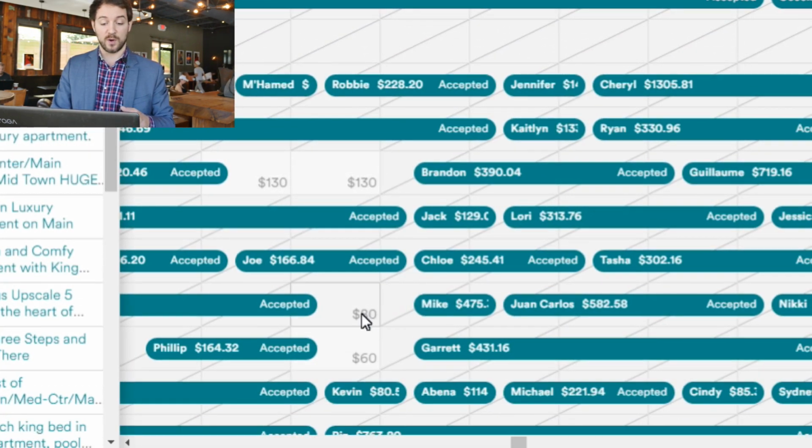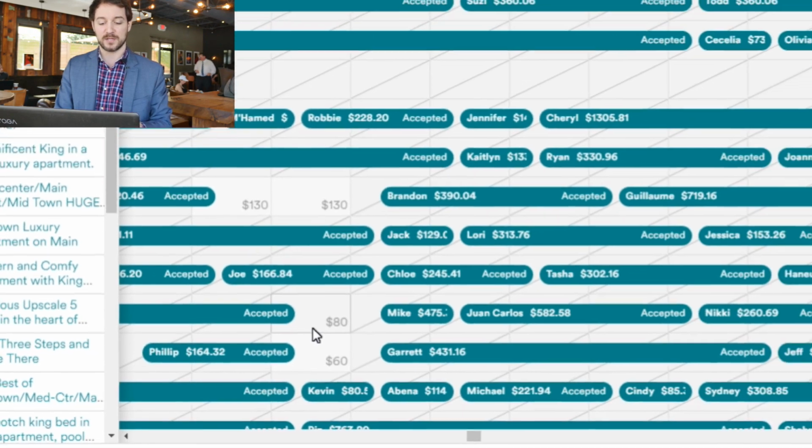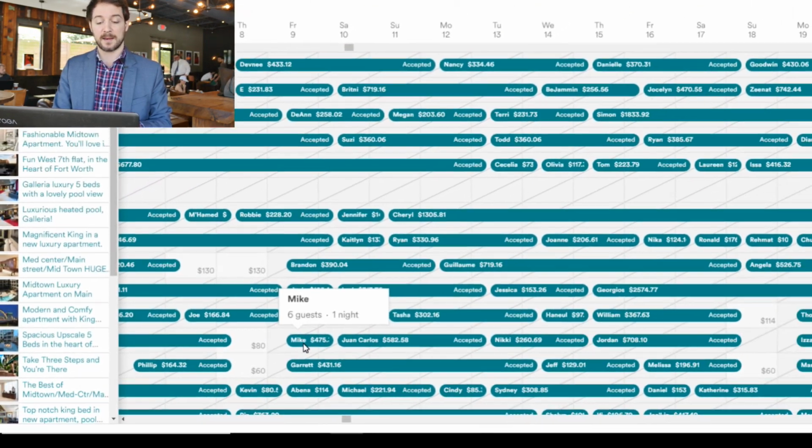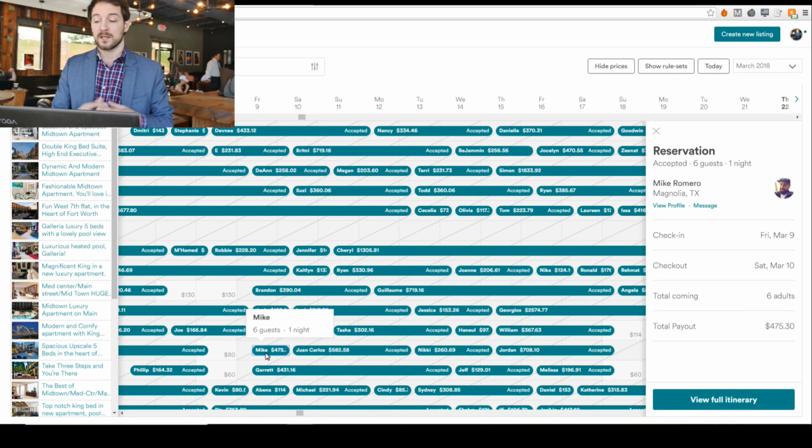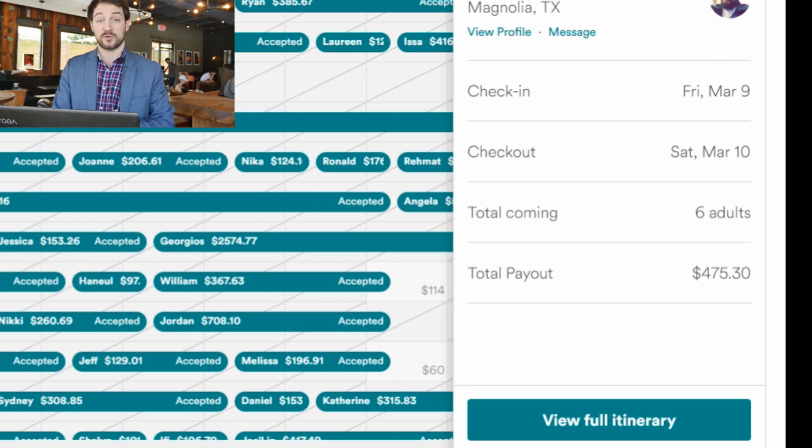If you go down to the one marked $80 right here, that is not my normal rate, obviously. What the multi-calendar does is show you your last listed rate. I can actually change it right now, even though it's in the past. It's kind of weird how the functionality works. But you'll notice that the day after, we've got this guy Mike here. Let's pop Mike open. For one night, he paid $475. That is my single night rate for Friday.